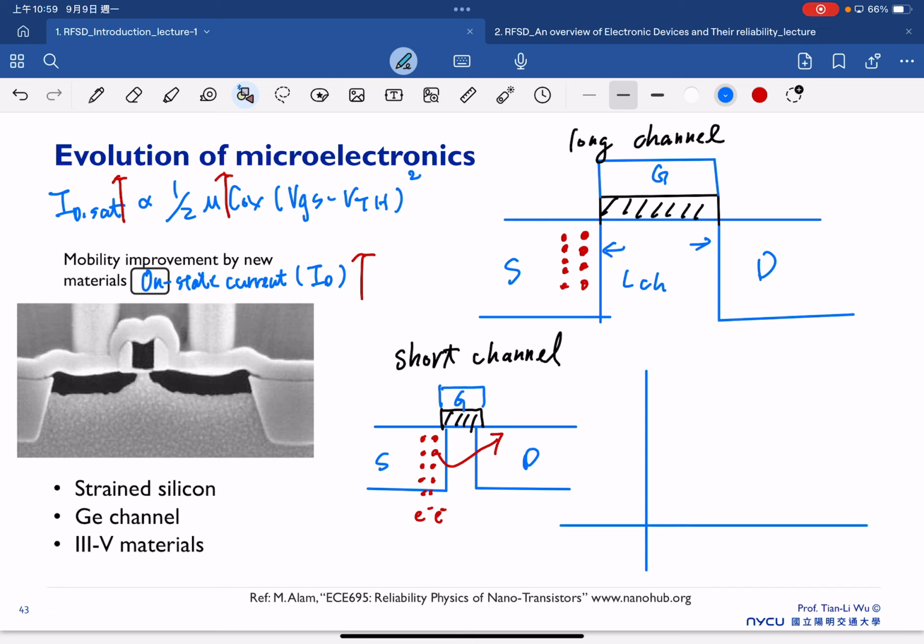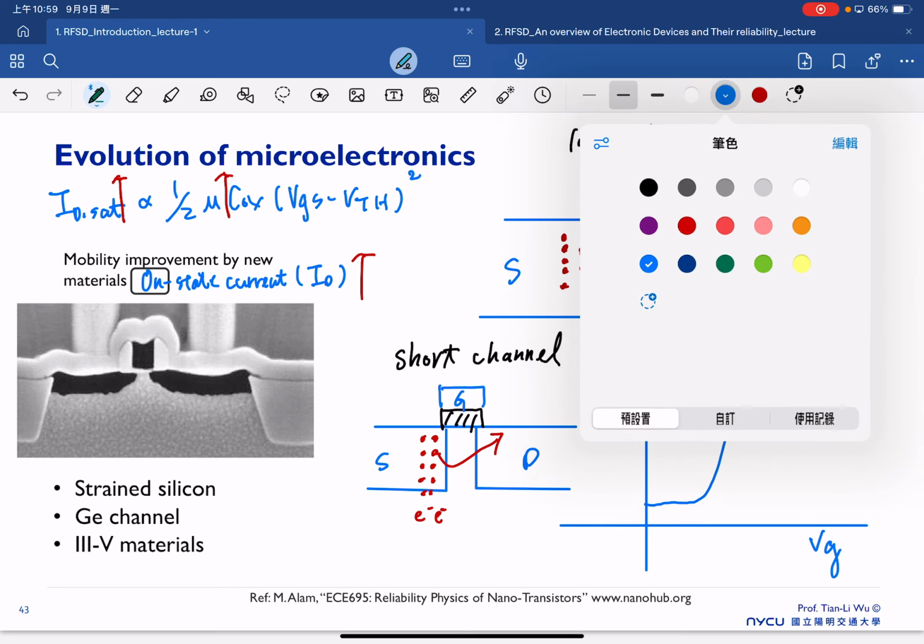And if you look again at the IV curve, especially the ID-VG, now we prefer to plot it in log scale. So in the long channel device, the device characteristic will look like this. So this is our threshold voltage.